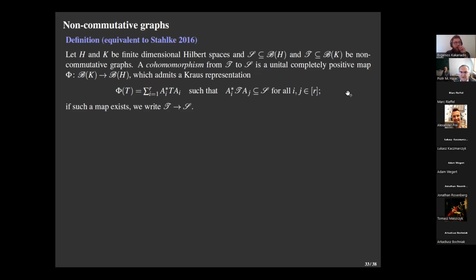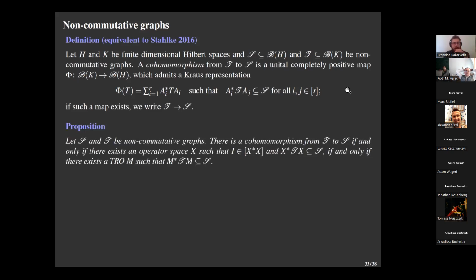Sorry, one more time. What is a non-commutative graph? A non-commutative graph is a unital operator subsystem of D by D matrices, so finite dimensional Hilbert spaces. Mm-hmm. In the finite dimensional Hilbert spaces world, what do we call a non-commutative graph?